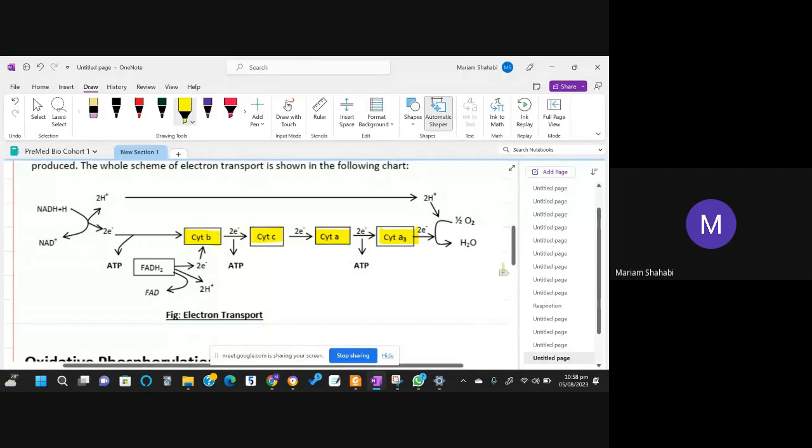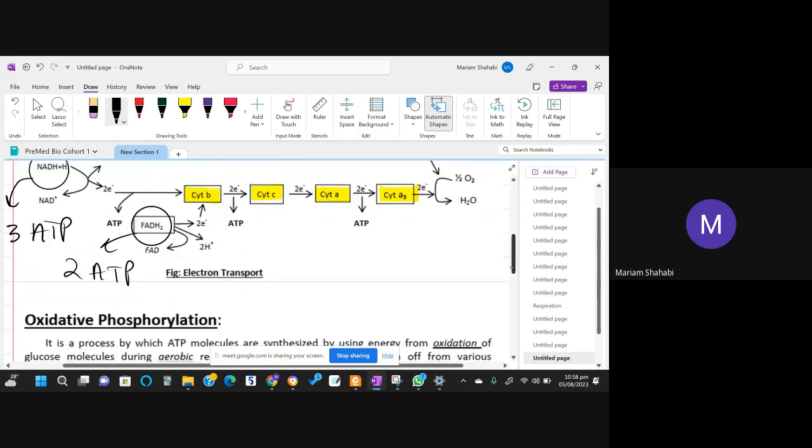And just know that when FADH2 enters the electron transport chain, you will get 2 ATP molecules as a result, and when one NADH enters the cycle you will get 3 ATP molecules as a result. So FADH2 will give you 2 ATP and NADH will give you 3 ATP. Just remember that.